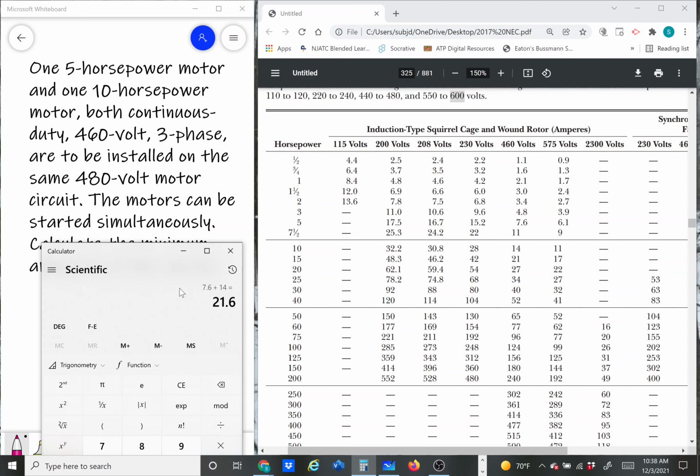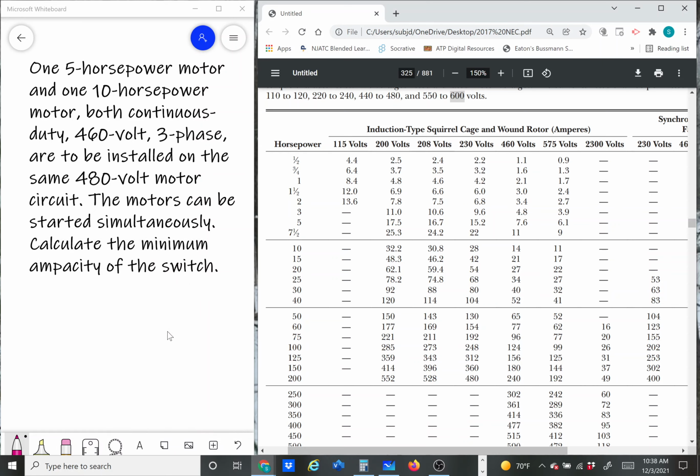But because I'm finding the minimum ampacity of my disconnect, if you remember from 430.110 at the beginning of the video, I've got to multiply that value by 115%. So that means I have a minimum ampacity of my disconnect of 24.84 amps. Everybody good?